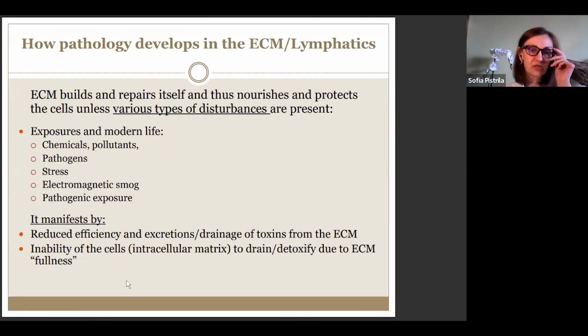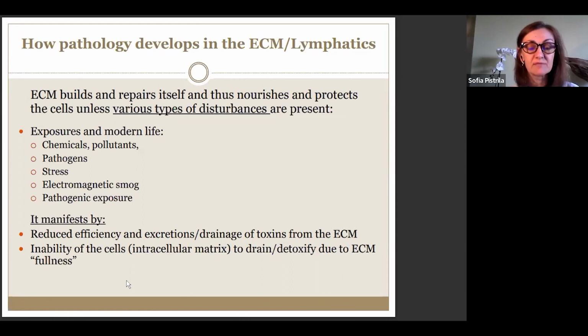So, how pathology develops in this extracellular matrix and lymphatics. The extracellular matrix, or ECM, as I'm going to call it from now on, builds and repairs itself, nourishes the cells and protects the cells, unless various types of disturbances are taking place there. Many of them have to do with our lifestyle, with chemicals, pollutants, pathogens. We're going to talk a little bit about that today.